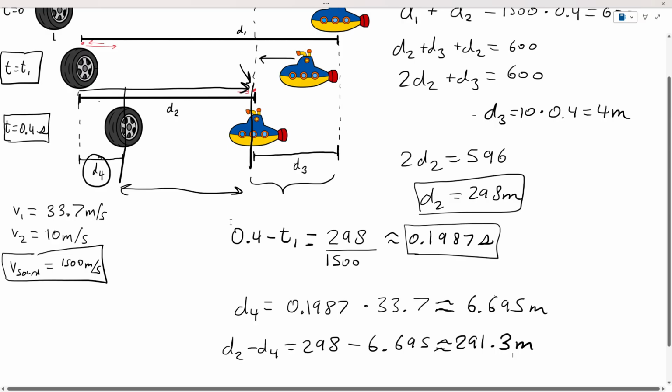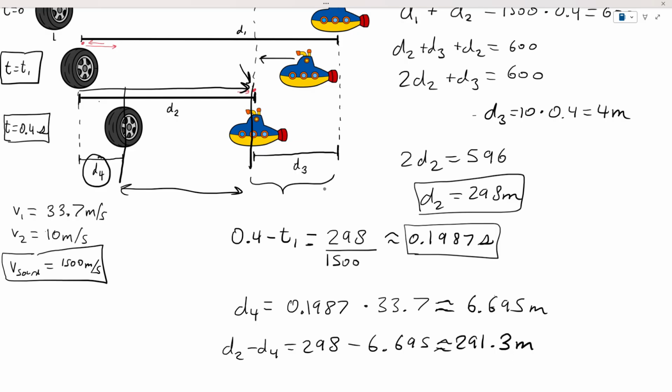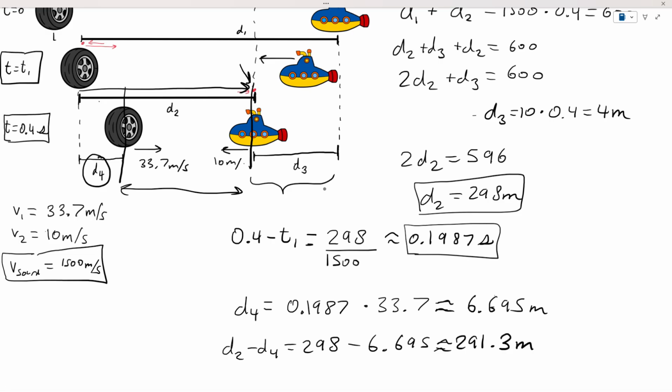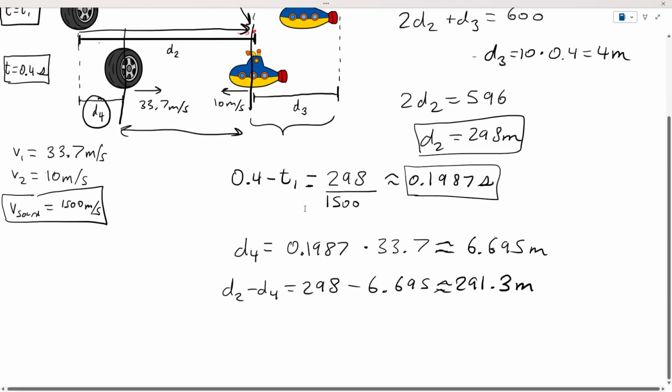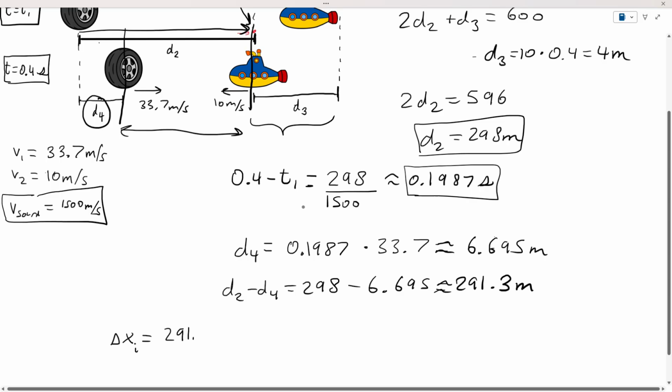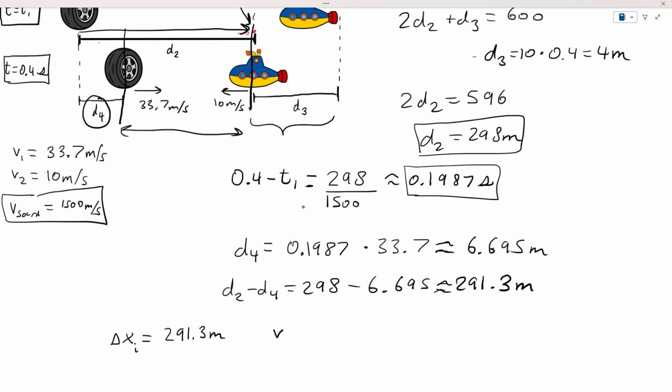Okay, so now we just need to find the time before the collision, and we know that the wheel is traveling at 33.7 meters per second, and the submarine is traveling at 10 meters per second. Let's say that delta x is the distance between the two objects. So delta x initial is 291.3 meters, and let's call v the speed at which this distance is decreasing. In reality, this distance is decreasing by 33.7 meters per second plus this 10 meters per second. So if we add both of them, we know that this distance is decreasing at a rate of 43.7 meters per second.